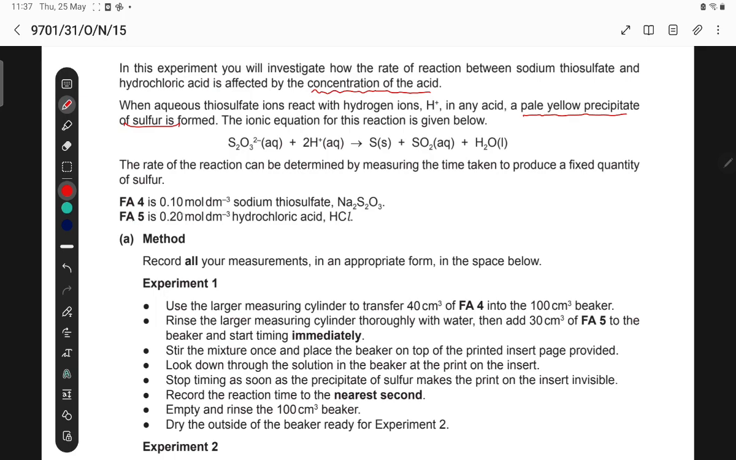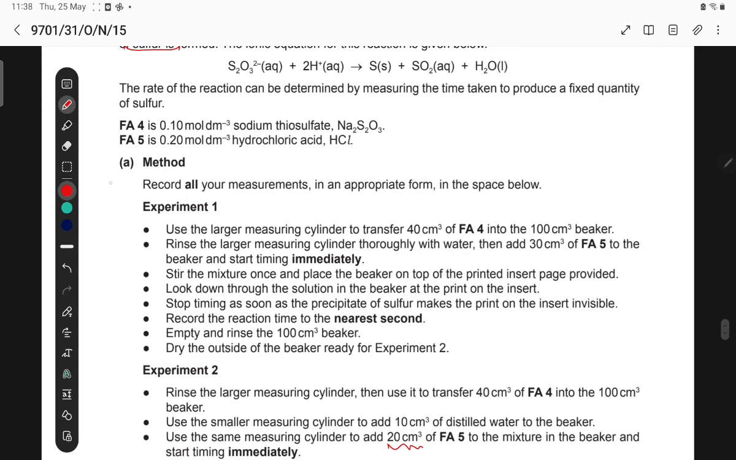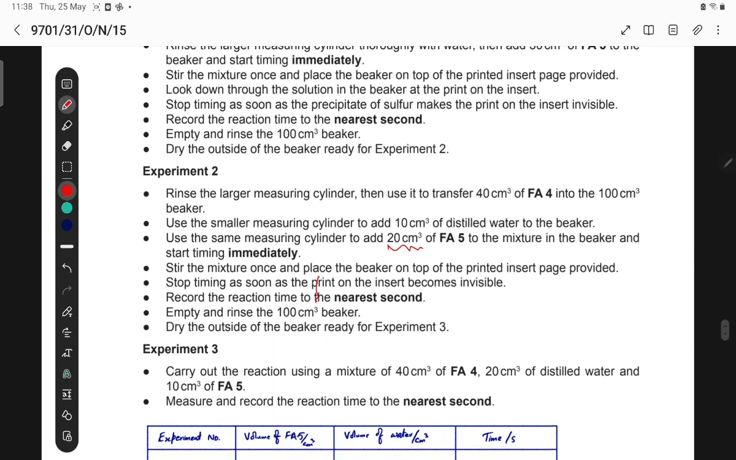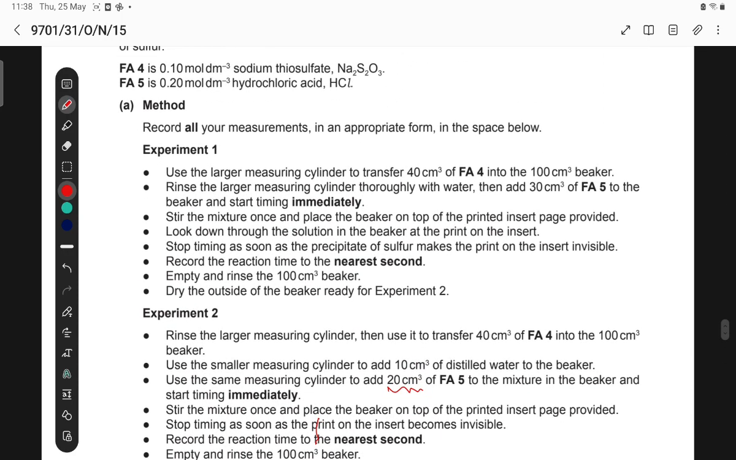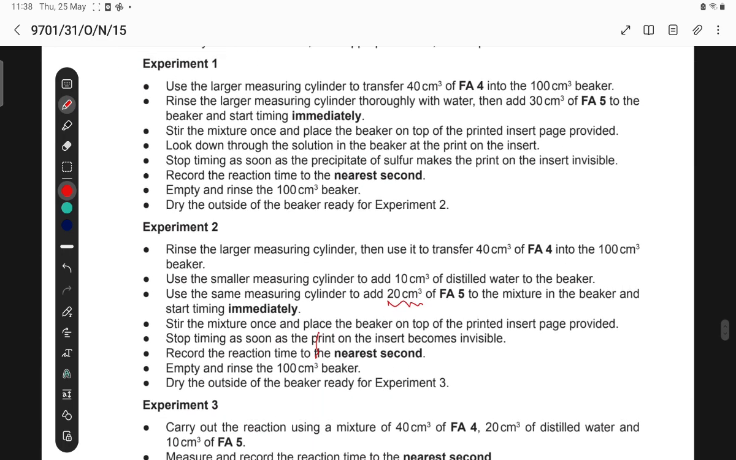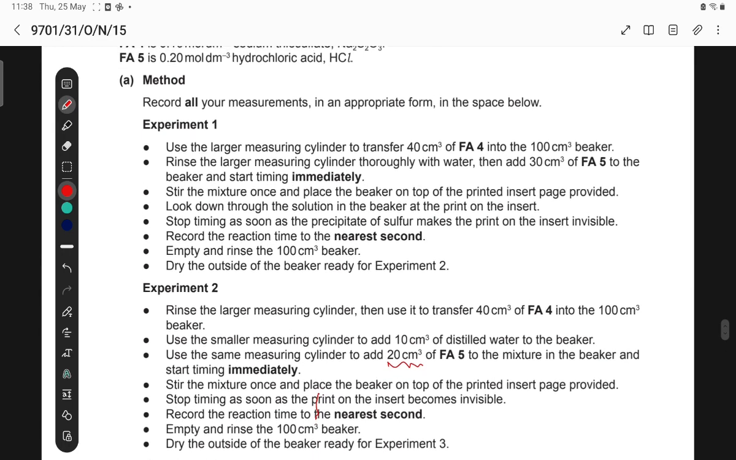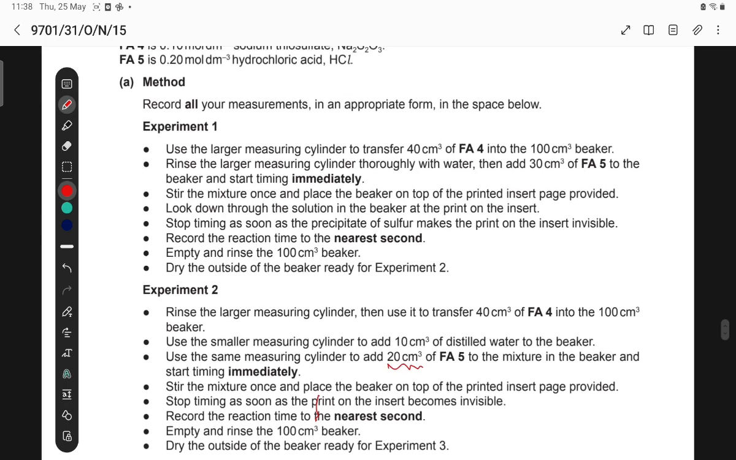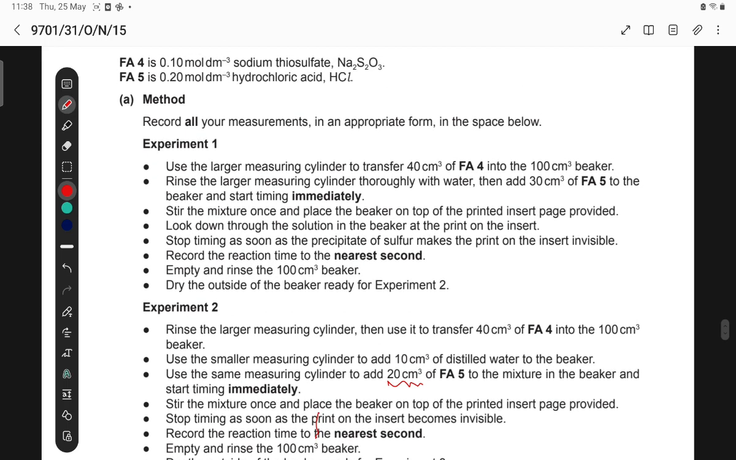FA4 is 0.10 mole per dm cube sodium thiosulfate. FA5 is 0.20 mole per dm cube hydrochloric acid. Method: record all your measurements in an appropriate form in the space below. Experiment 1. We are doing 3 experiments in which different concentrations of acid are used, and we observe the effect of these concentrations on the rate of reaction.